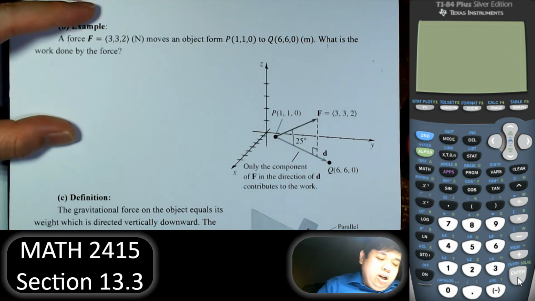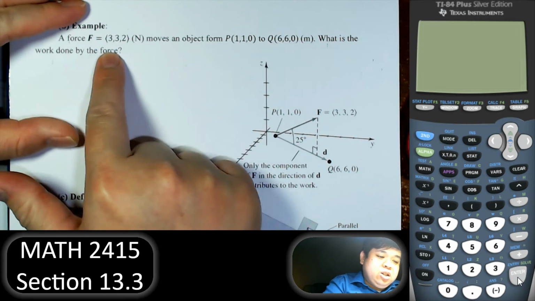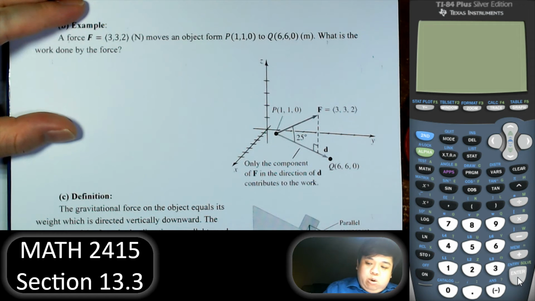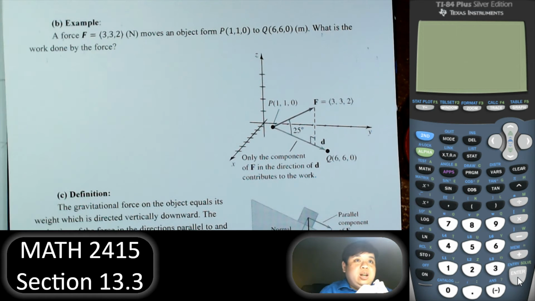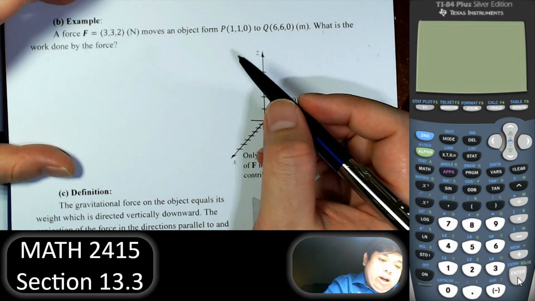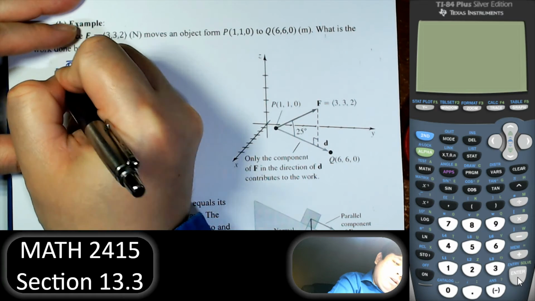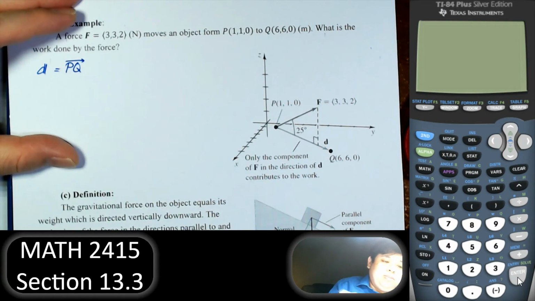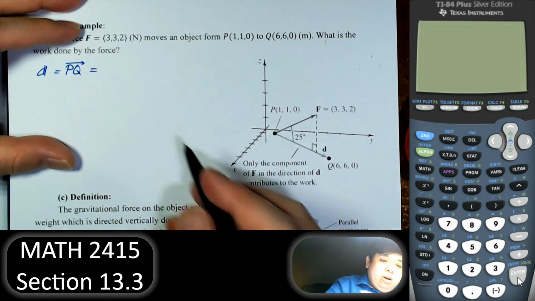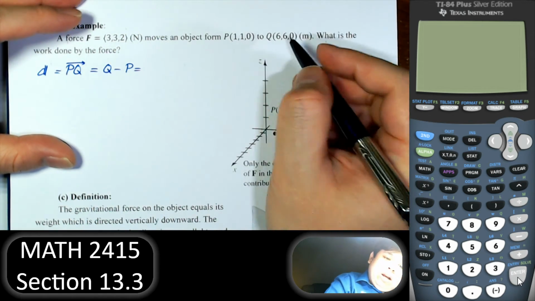Right. A force of 3, 3, and 2 moves an object from P to Q. What is the work done by the force? To get the work, we need the force and the vector of movement. Like we move from where to where. So first we need the vector PQ. That will give us the vector d. To get vector PQ from 2 points, we're going to take Q minus P.